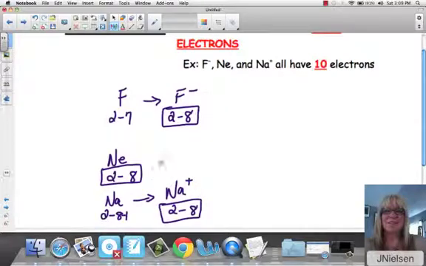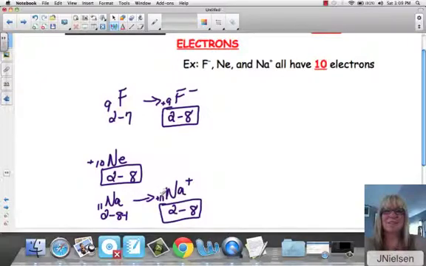But I want to review here for a minute. Which one of these is going to have the smallest radius? So let's look at our magnet size. Fluorine's got 9 protons, right? So even F minus has got 9. So here my magnet is a plus 9, right? Neon has 10. So here it's a plus 10. And sodium has 11. So here's my plus 11.